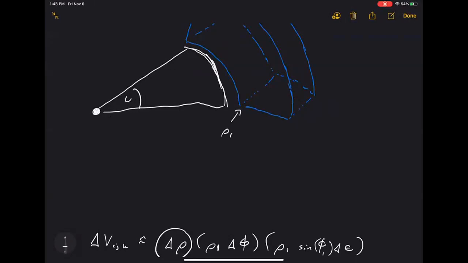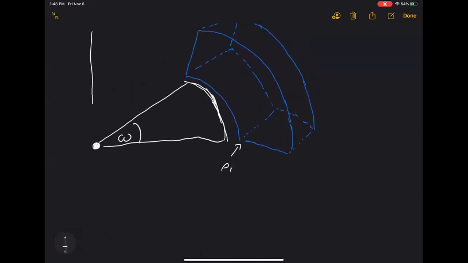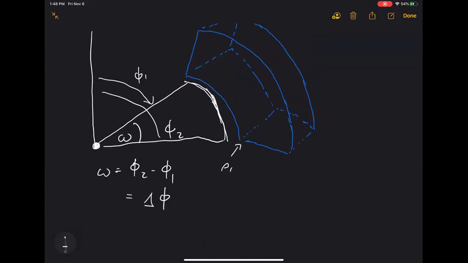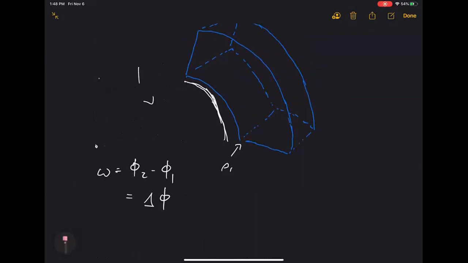I should have written it as, let's call it omega. How about that? So this distance here is rho 1 times whatever this angle is, this omega. All right, well, what is that angle omega? If I have my vertical axis here, remember this angle omega is equal to phi, let's call that phi 1, and let's call that phi 2. Well, then omega is phi 2 minus phi 1, in other words, delta phi. Okay, so that means this length here is approximately rho 1 times delta phi.